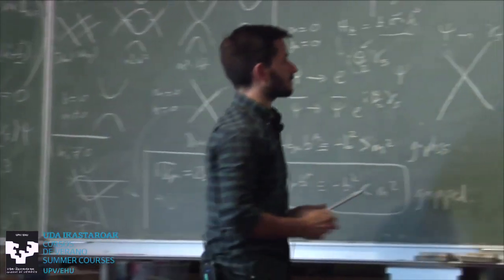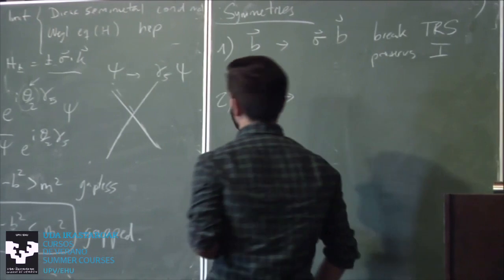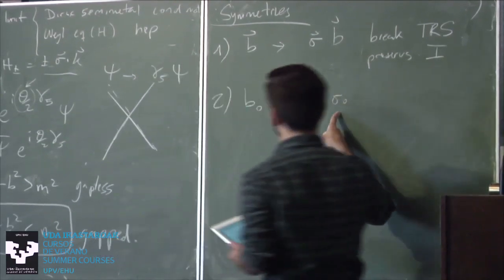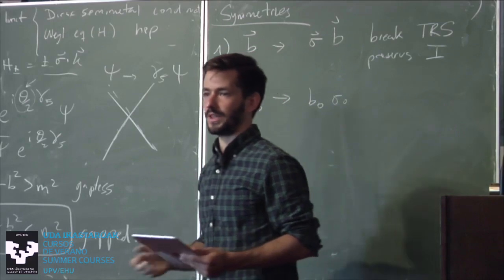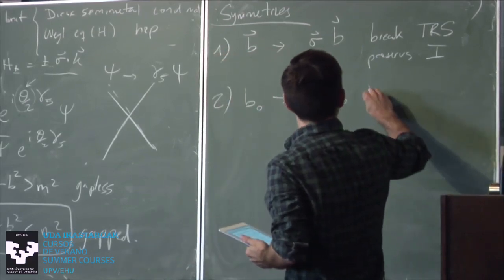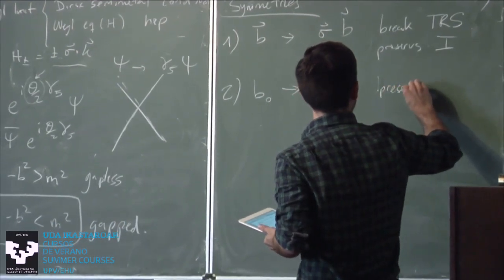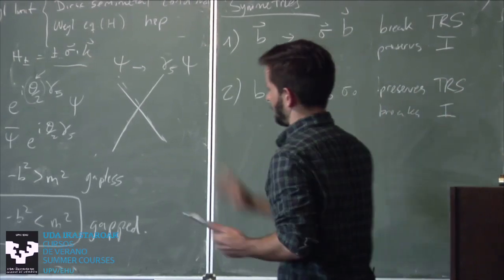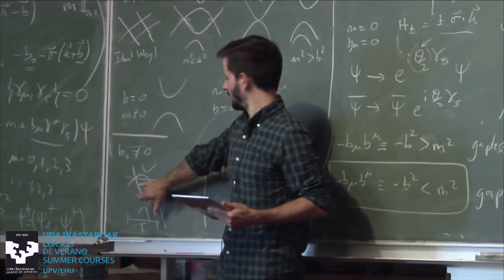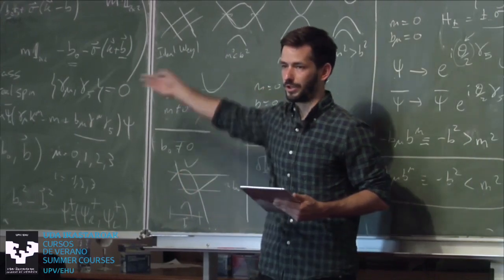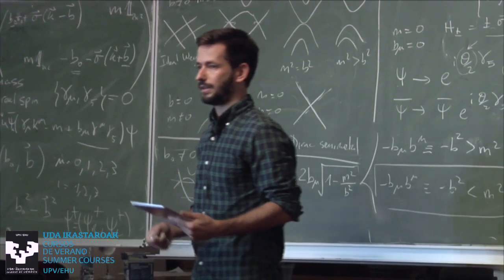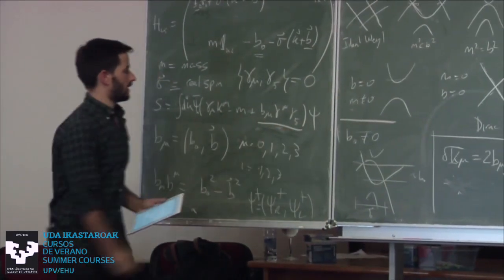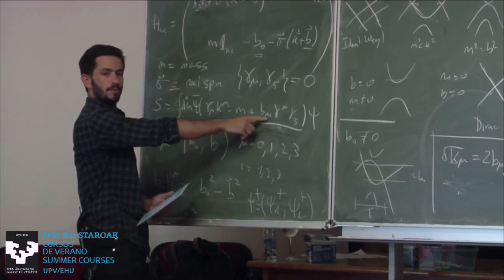Now, B0, how does it couple? Well, it couples with the identity matrix, so that's like a chemical potential. So what does a chemical potential break? It definitely preserves time reversal symmetry, but it breaks inversion in this simple model. So when I separate the Weyl nodes in energy, I'm breaking inversion in this model. When I separate them in momentum space, I'm breaking time reversal. If I do both, I break both. So this part of the Hamiltonian preserves time reversal symmetry and inversion, and with this term, I'm breaking both of these.